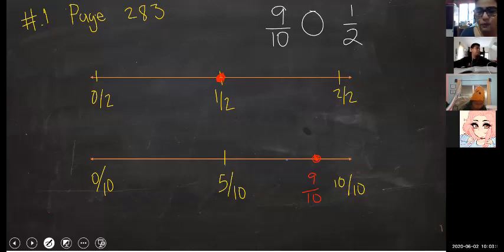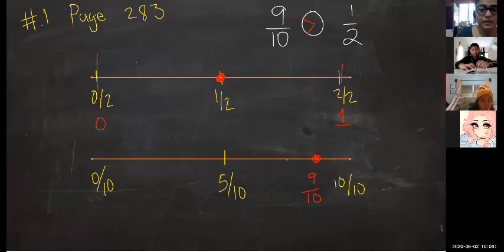Okay, now what fraction is the greatest one? Camila, what fraction is the greatest? One half or 9/10? Remember, the greatest is the number that is closer to one. This is zero, and this is one. Always. Good. 9/10 is the greatest. Try to use the number line if that is confusing to you, because that's easy to understand.